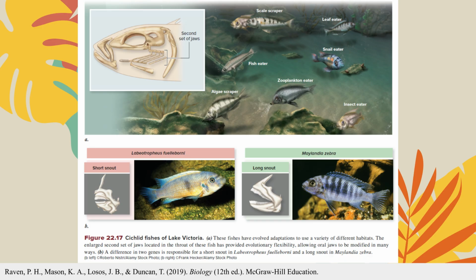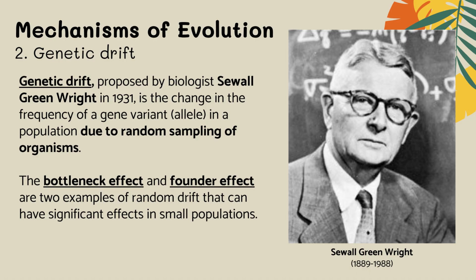This slide shows cichlid fishes from Lake Victoria, which evolved into many species with different feeding adaptations. Although natural selection shaped traits like jaw structure, small population sizes also made genetic drift important. Changes in gene frequencies helped populations diverge quickly. Genetic drift is a mechanism of evolution.